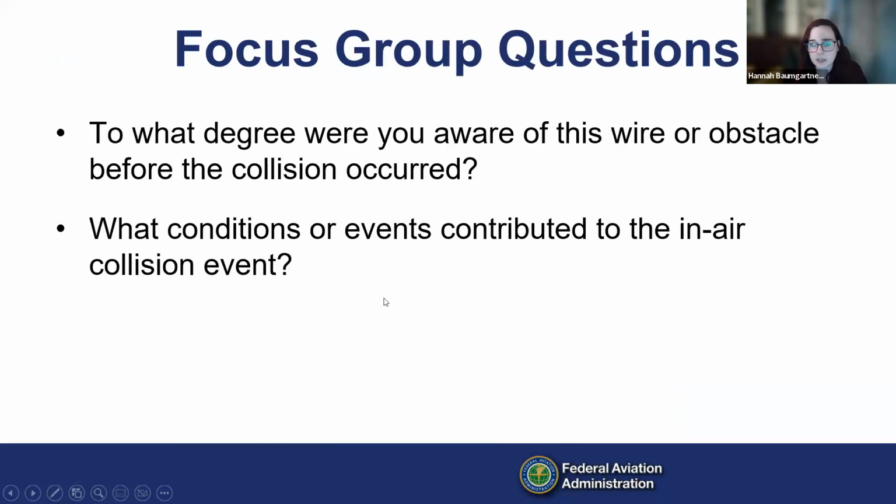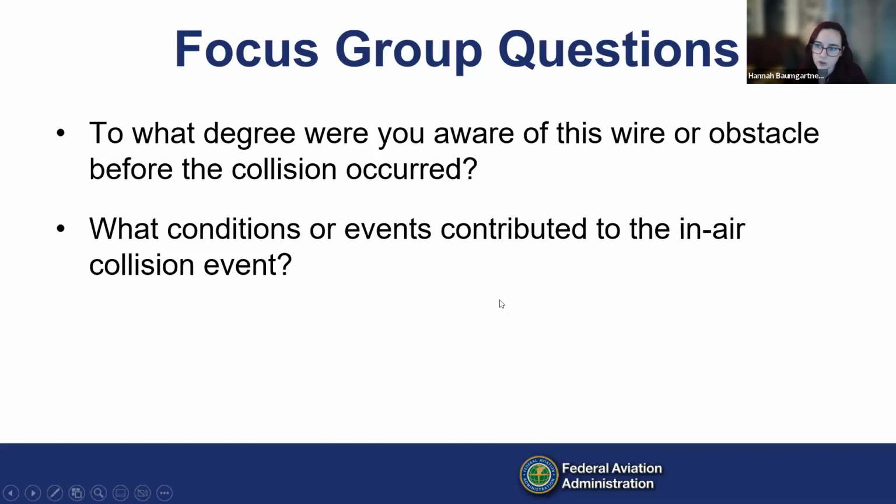So jumping right in, because I know we're trying to keep things on schedule here. We asked our group a number of questions. We asked 2 more questions than this, but the main ones I'm going to talk about today are: to what degree were you aware of this wire or obstacle before the collision occurred? And what conditions or events contributed to the in-air collision event? This was really key to what we wanted to learn from this study: what factors are occurring that are leading to these accidents. We additionally asked people about steps they took for recovery and steps they could have taken to prevent the accident in the first place.